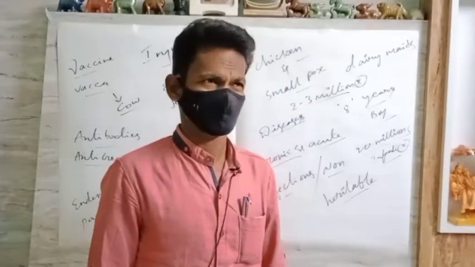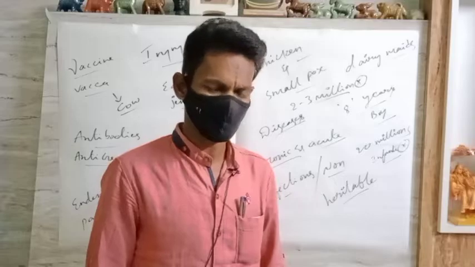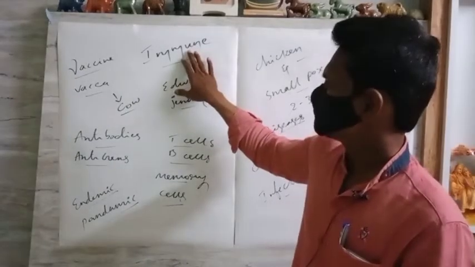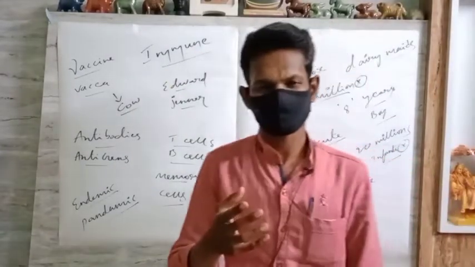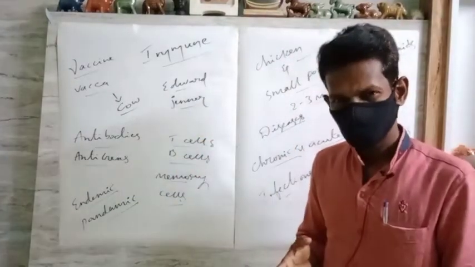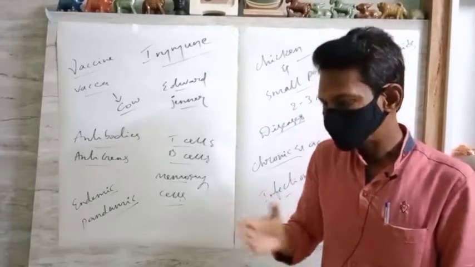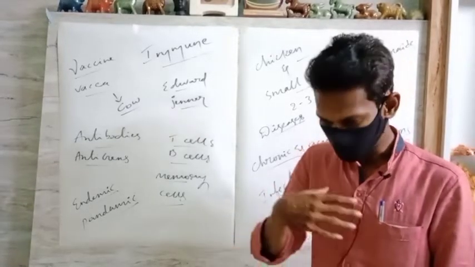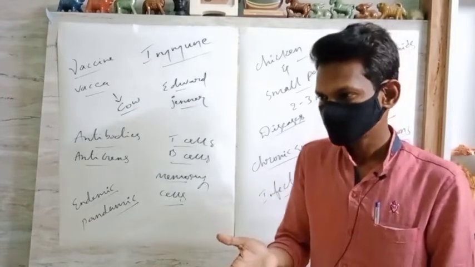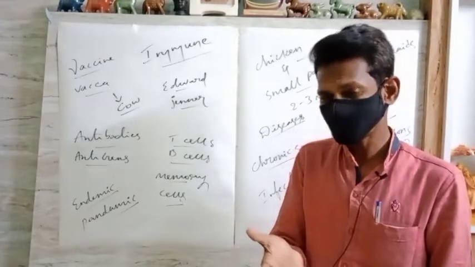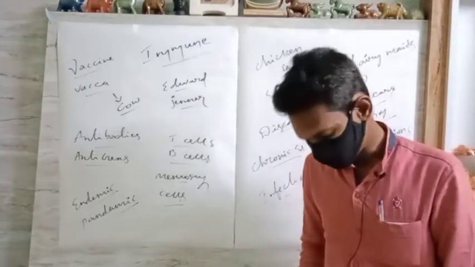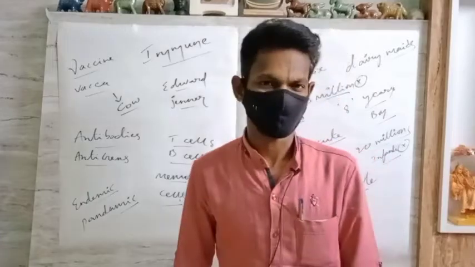So, in today's zoology class, in this video module, we are going to discuss and learn about immunization, the immune system, and immunity. What is immunity? What is immunization? How do we have to do immunization according to our body? Why should we do it? How can we do it? Then what are the advantages? What is the need for immunization? Let us know in this video module.